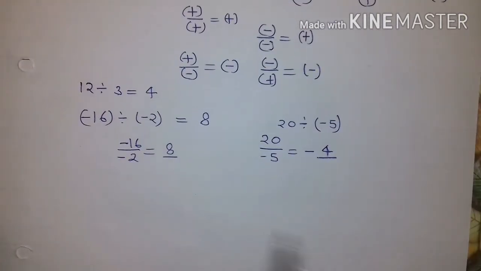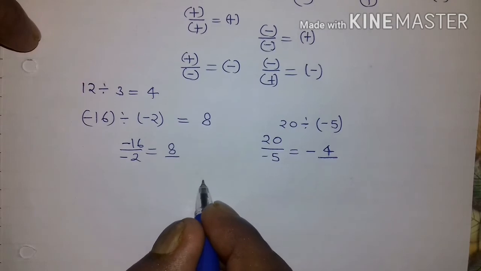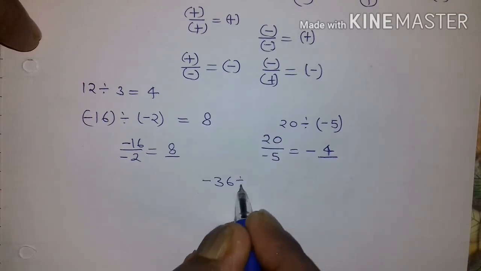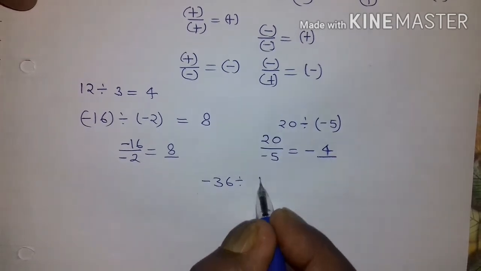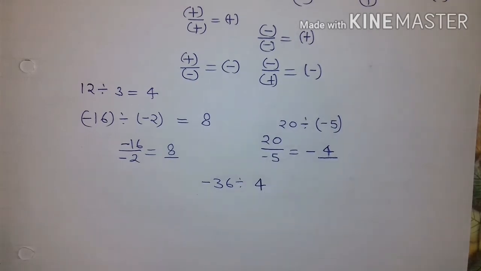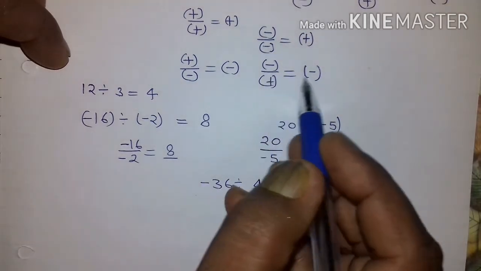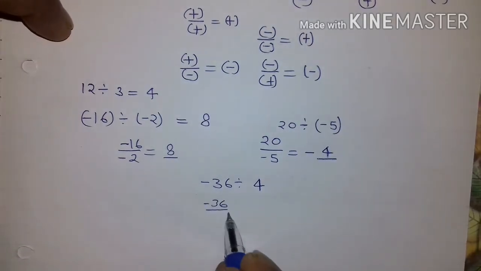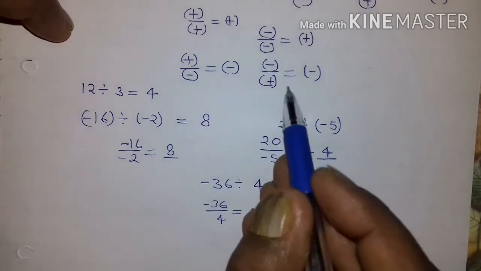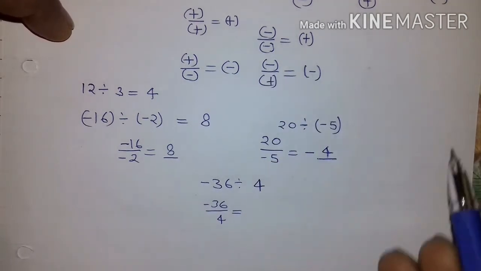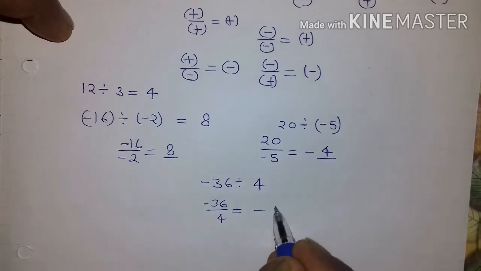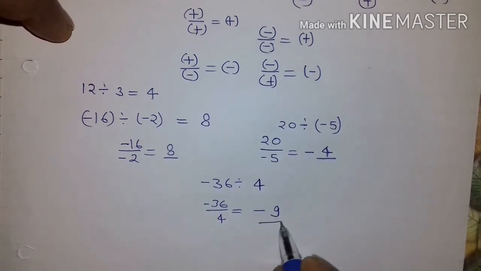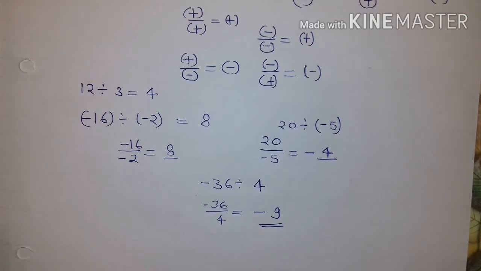And if we take minus 36 divided by 4, what is the answer? Negative divided by positive is equal to negative. Minus 36 divided by 4. Negative divided by positive is negative. Minus 4 times 9 is 36. In this manner, we can put the sign in the division of integers.